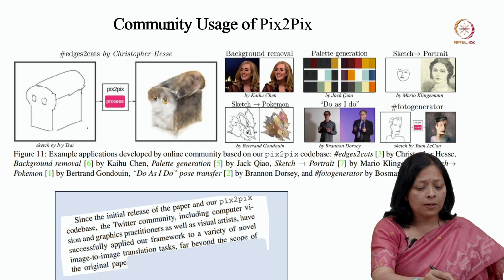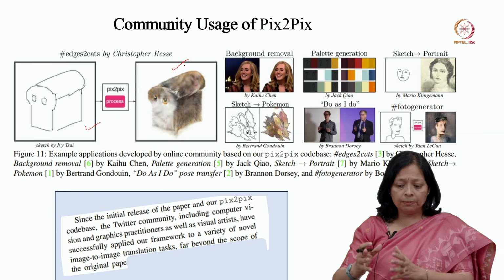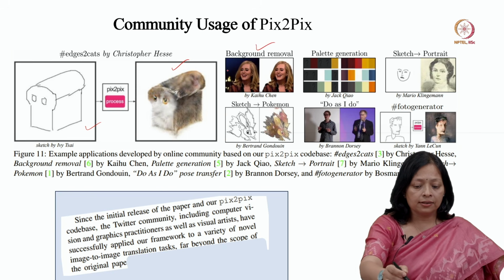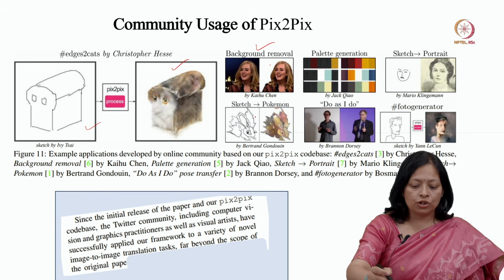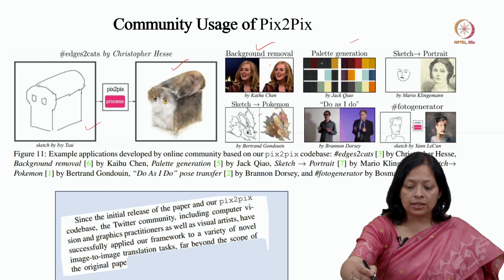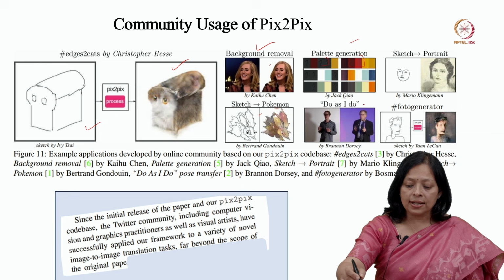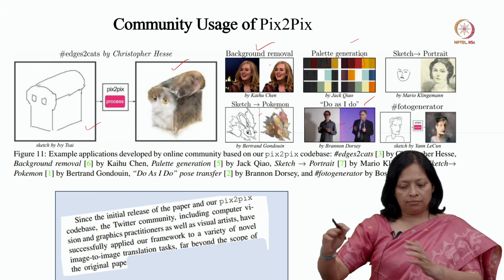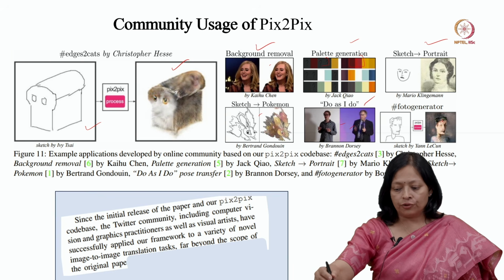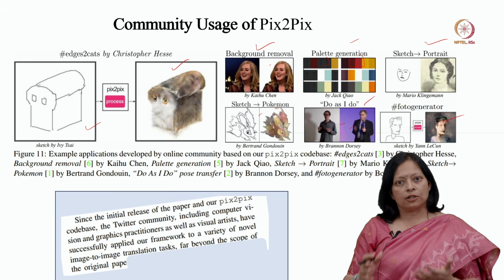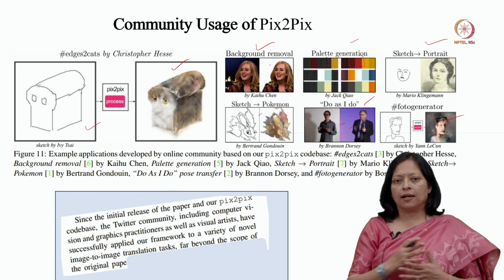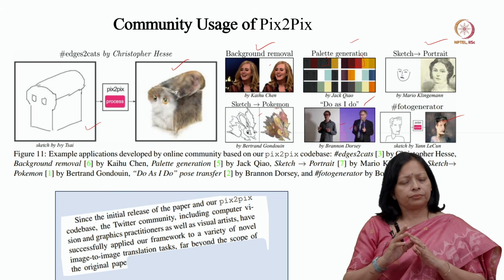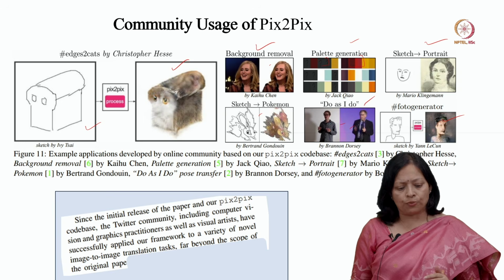So, it is from a sketch to, say, an image, and then background removal. You can see here the picture is having a background, here no background, then the sketch to Pokemon, then palette generation. If you see, this portion is black, where here that portion is having some colors, and then there is "do as I do". So, "do as I do" is basically a pose transfer. So, that pose is transferred to the output image, and then sketch to portrait, then photo generator. So many various kinds of applications of this Pix2Pix GAN, lots of visual artists and graphic practitioners have used it for these kinds of applications. Okay. So, there is a huge range of things that can be done using Pix2Pix.